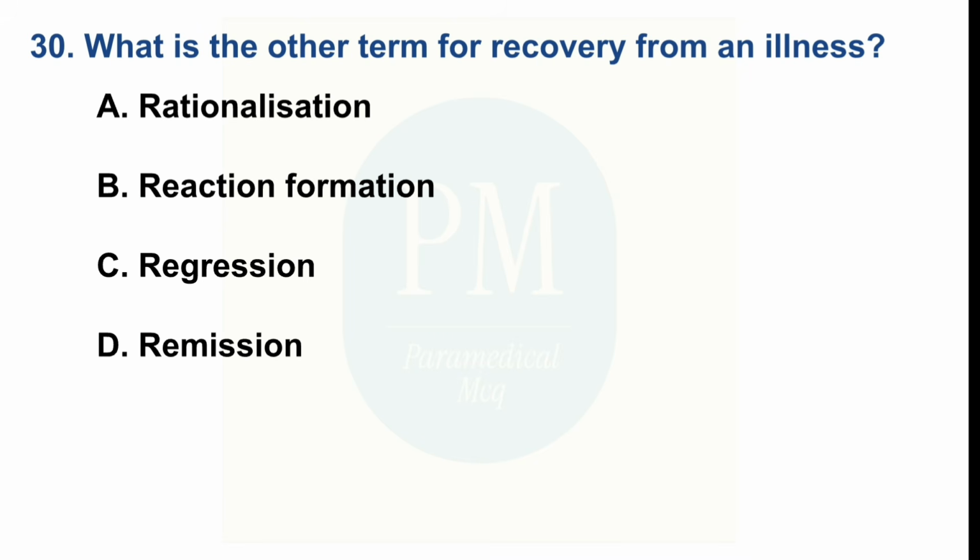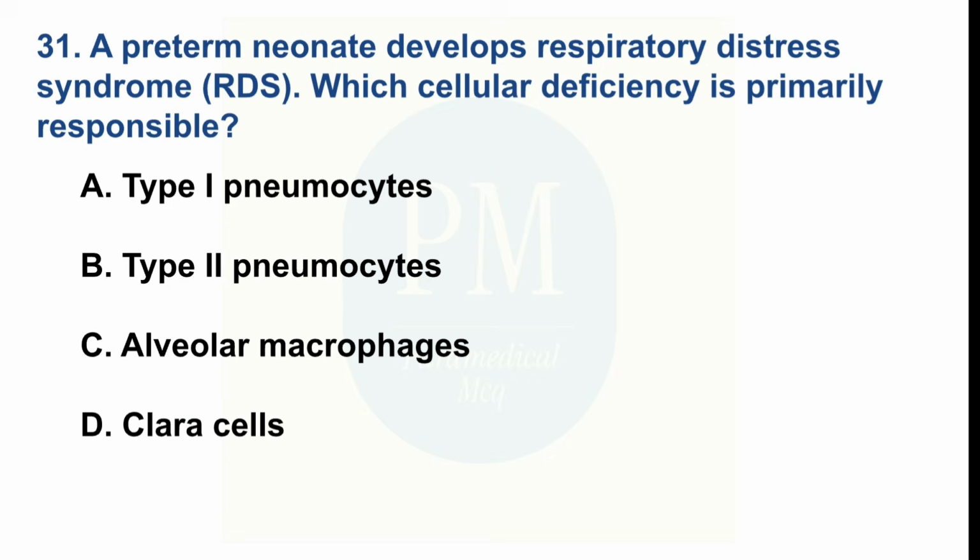What is the other term for recovery from an illness? Option A, rationalization. Option B, reaction formation. Option C, regression. Option D, remission. The correct option is option D, remission.